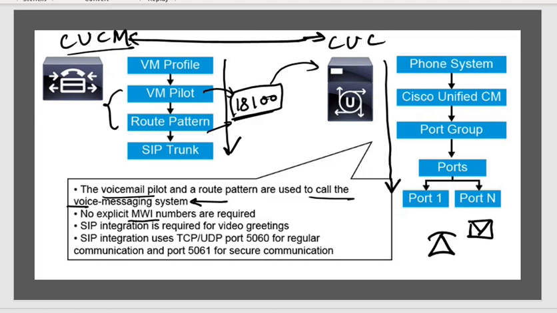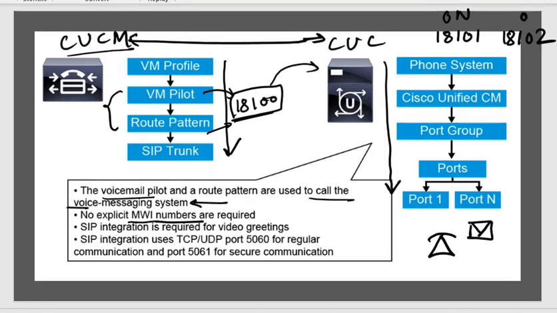To enable that, we have to give a message waiting indicator number, right? So on CUC, we also have to create a message waiting indicator number. So let's say for message waiting indicator, I give a number 18101 and 18102. Two numbers are given, on and off, both. So not just one MWI. Message waiting indicator has two components, on and off.